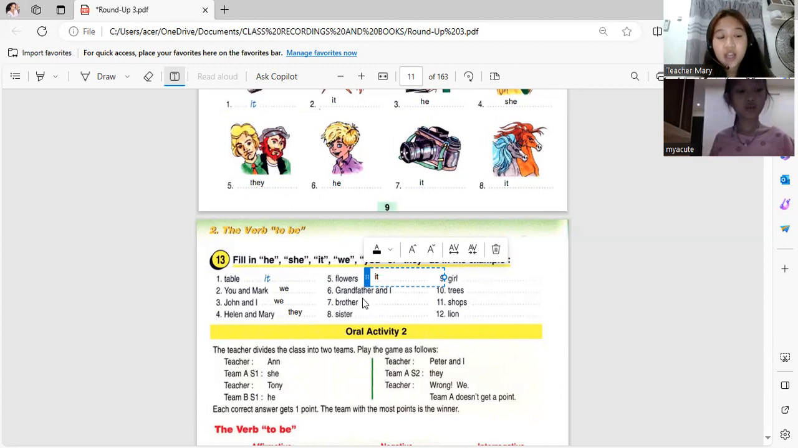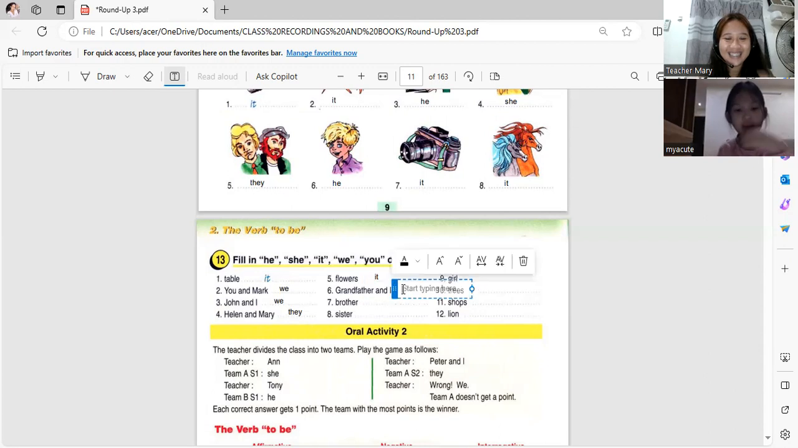Describing a thing or only animals, yes. How about number 6? Grandfather and I. We, yes, we, since there is I, a singular pronoun.